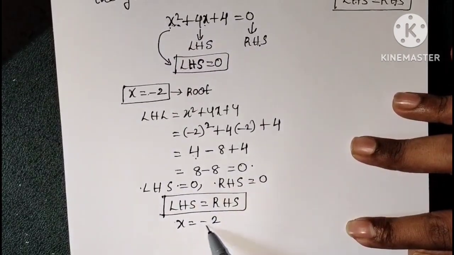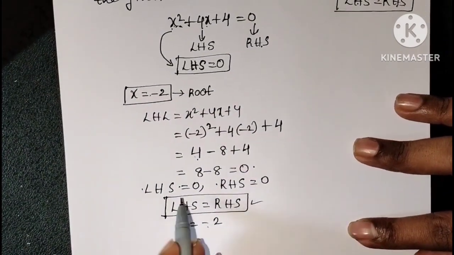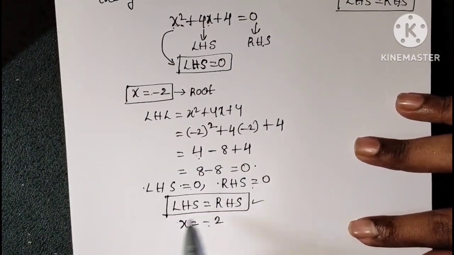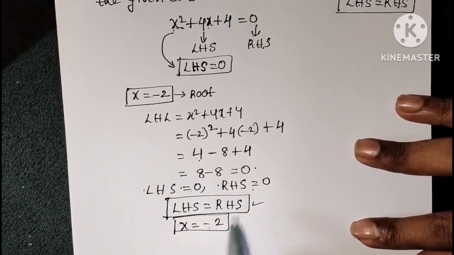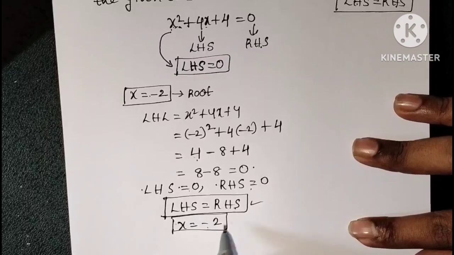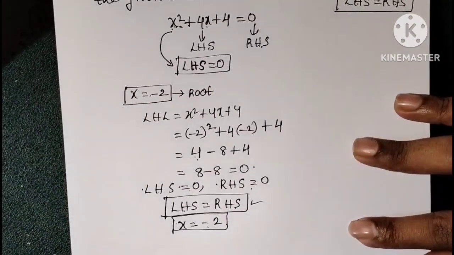So this value satisfies the quadratic equation, because here LHS equals RHS. LHS is 0, RHS is 0, both are equal. So if we take x is equal to minus 2, LHS equals RHS. So it means x is equal to minus 2 is a root of the given quadratic equation. So this minus 2 is a root of it.